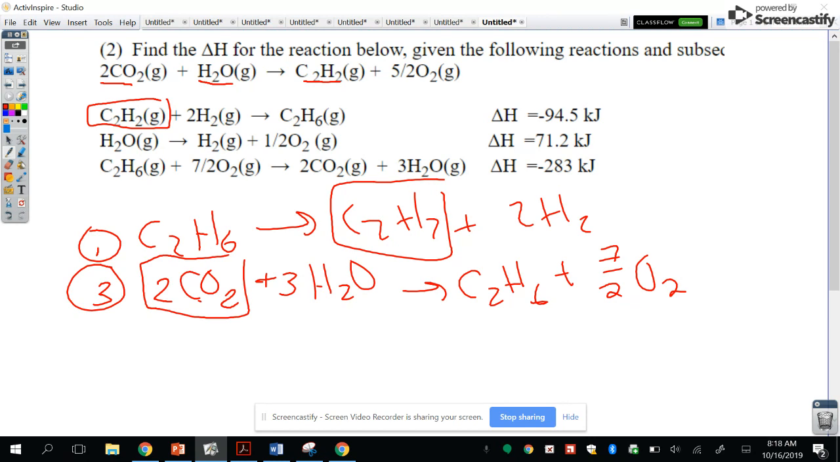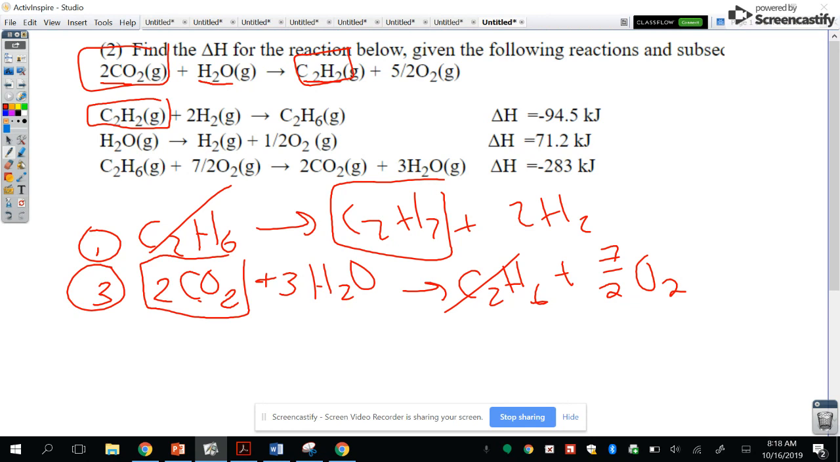So my C2H6 is on the left in equation number 1 and on the right in equation number 3. So those can cancel out, and that's all I have right now. So what do I still need? I have my C2H2 and I have my 2CO2. So I'm looking to get now my 1 H2O and I have 3. And I'm looking to get my 5 halves O2 and I have 7 halves. So now I'm going to turn to the second equation and I'm going to use this to help get the numbers that I have to be the numbers that I want in the parent equation.